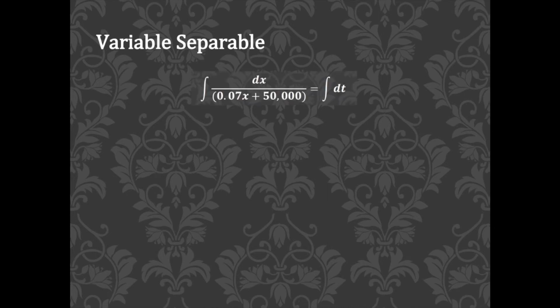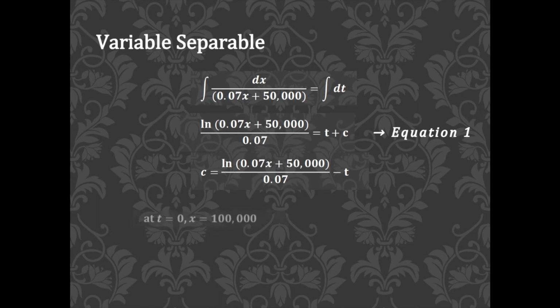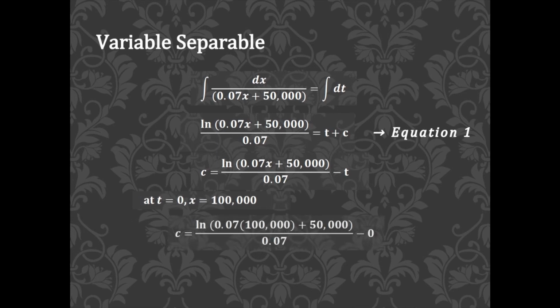If we integrate both sides of dx/(0.07x + 50,000) = dt, we get ln(0.07x + 50,000)/0.07 = t + c, and we designate this as equation 1. By isolating c on the left side, we obtain an equation for c in terms of x and t. Then, we can easily substitute the initial condition x = 100,000 when t = 0 to solve for c. By doing this, we should get c = 156.44.